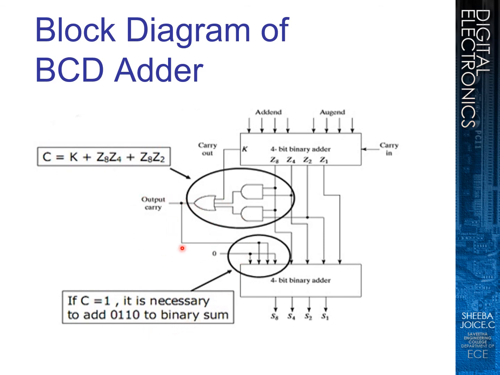we are connecting another 4-bit binary adder, where the augend will be the direct input from Z1, Z2, Z4 and Z8. The other input will be to add 6. So if C is equal to 1, we will be adding it as 0, 1, 1, 0. And if C is 0, then it will become 0, 0, 0, 0. That is no change. So with this, the resultant sum will be S1, S2, S4, S8, which is the final BCD sum. Thank you.